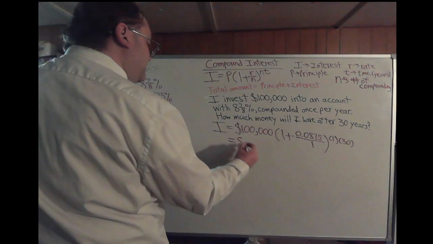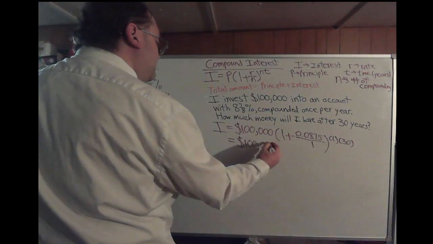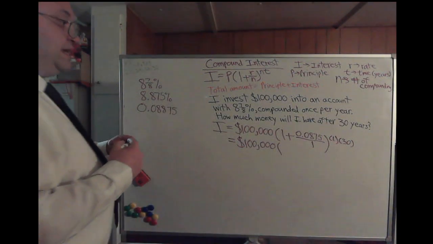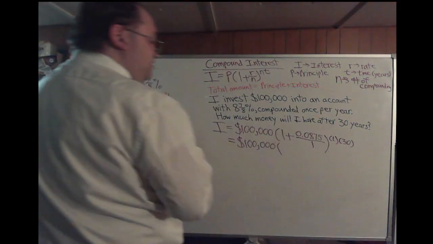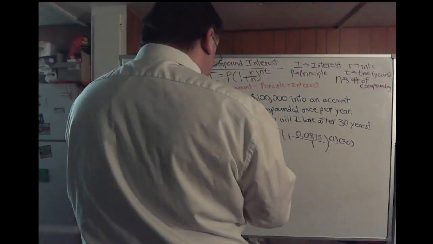Now let's simplify this expression a bit here. We still have the $100,000. Now, that 0.0875, 0.087, I skipped an 8, didn't I? Yes, I did.